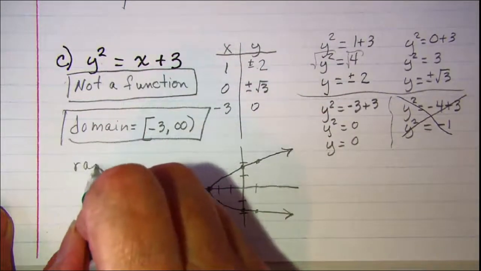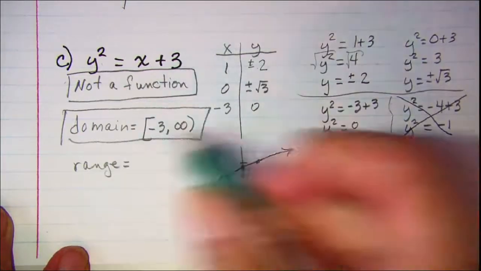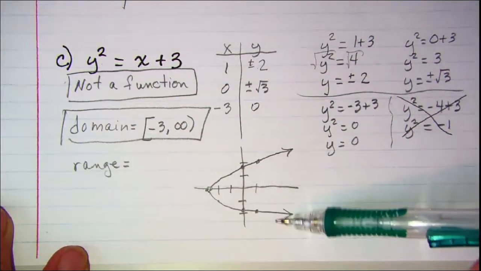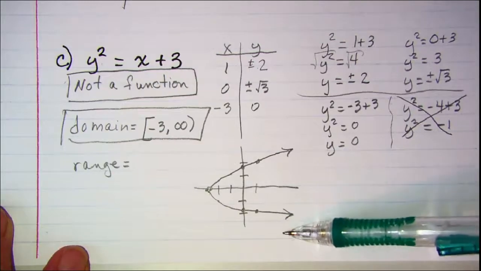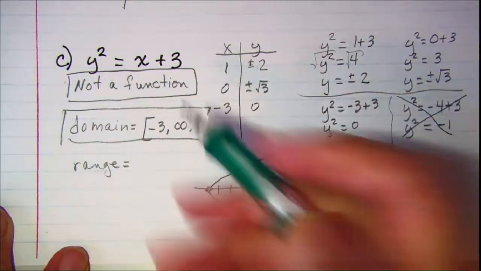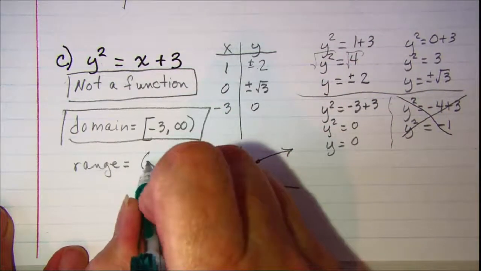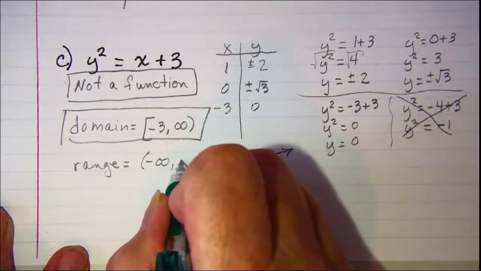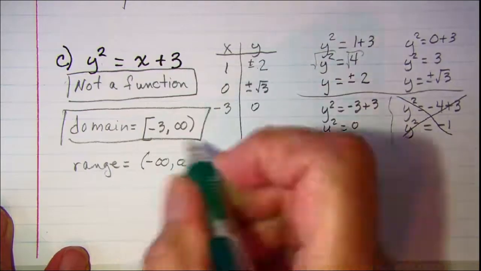Now our range, it looks like we go forever down, negative infinity, and we go on forever up. So our range is all real numbers. We show that with interval notation this way.